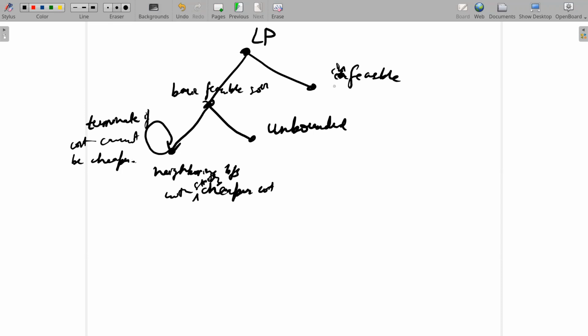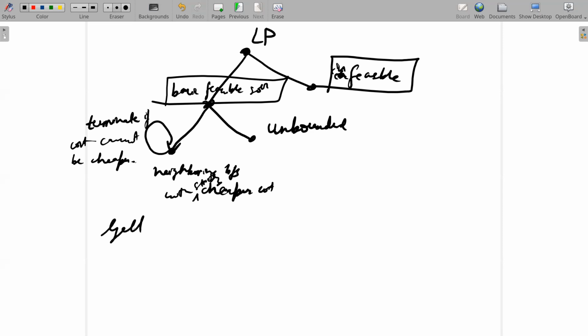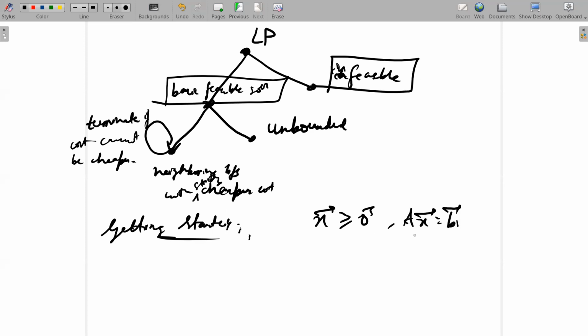So now what remains is to determine, first of all, whether an LP is feasible or not, and if it is, then finding a basic feasible solution, because that is our starting point. So that's what we'll do. So getting started. All right. So you have x bigger than or equal to 0 and Ax is equal to b. So the first question we want to answer is whether this is feasible or not.